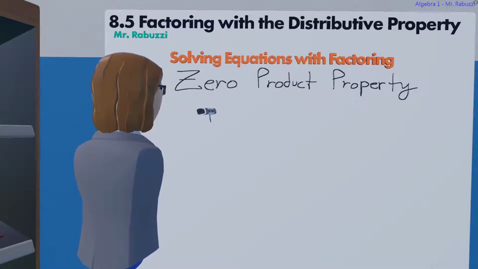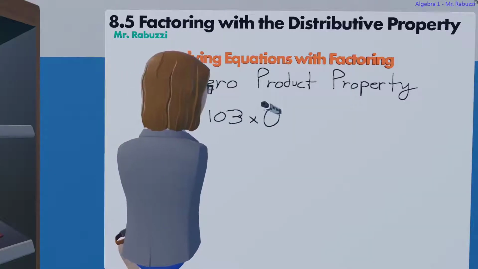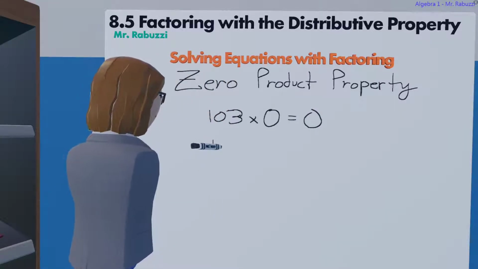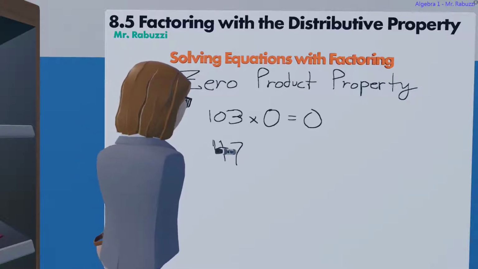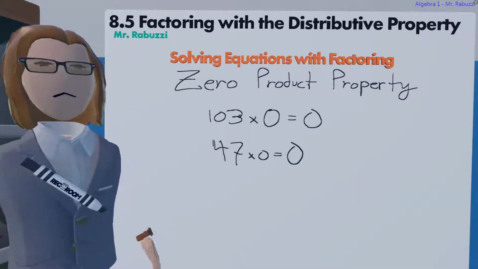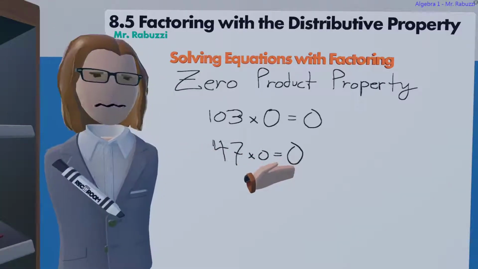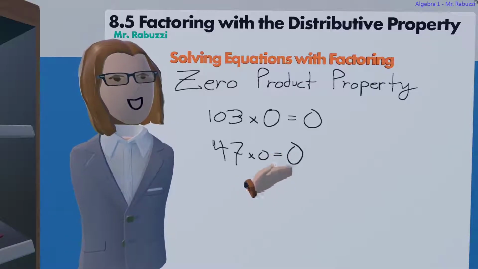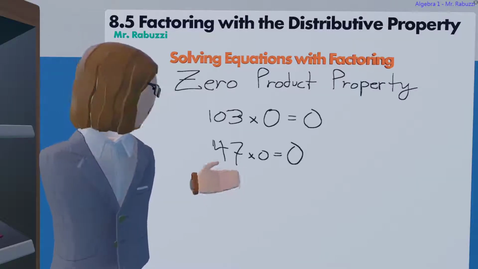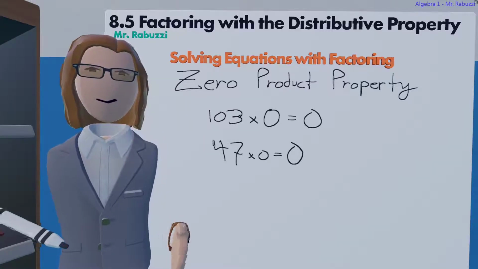What's 103 times 0? Well, it's 0. What's 47 times 0? Well, it's 0. Anytime you multiply numbers by 0, you get 0. That means if you see that your answer is 0, you know that one of the 2 pieces has to be 0, right? If it's a multiplication problem. And all of our factoring gives us a multiplication at the end, right?